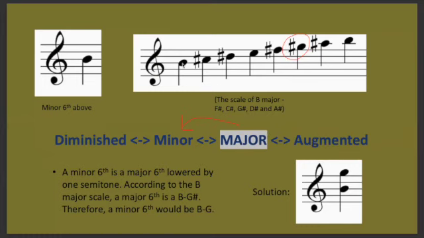If we had the interval B going to a G sharp, that would have been automatically a major 6th because the G sharp exists in the major scale. However, since they are asking us for a minor 6th in this question, we look at our intervals equation here, the major equation, and we see that if we lower the major interval by 1 semitone, we will get a minor. Therefore, when we lower the G sharp by a semitone, we get a G natural, which is the solution here.